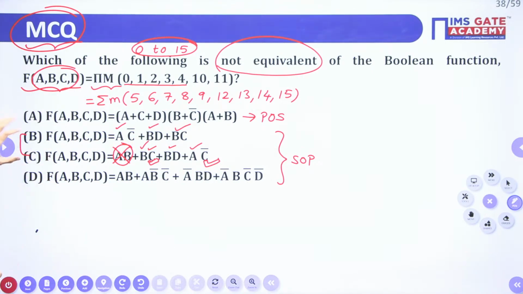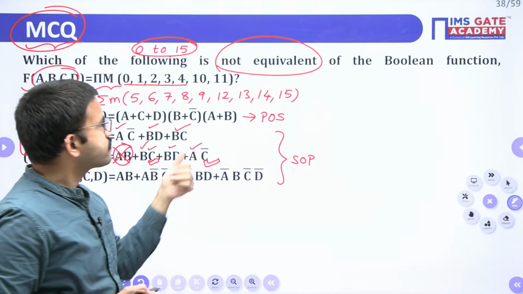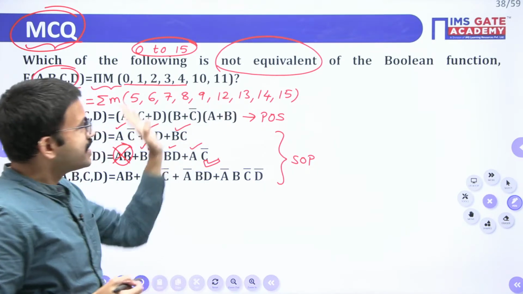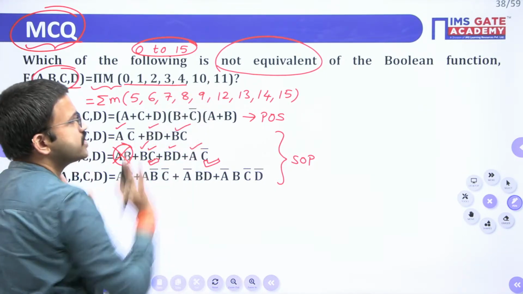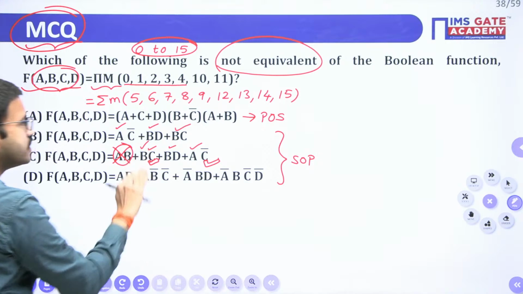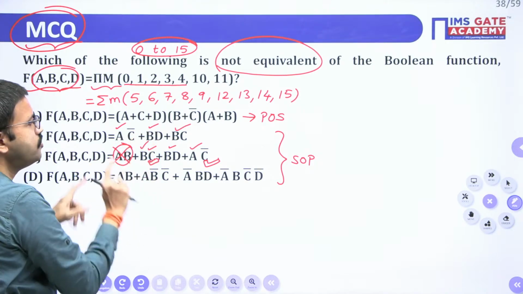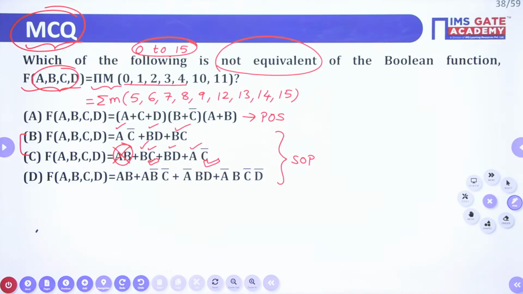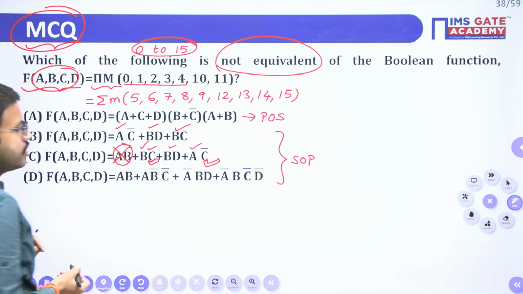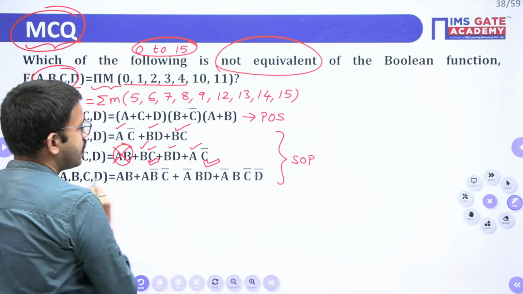So we can eliminate option B and option C as they are equivalent. We can consider option B and option C equivalent for the given function. I hope it is clear. Just by observing these two, I have applied consensus law. Now let us focus on the last one.